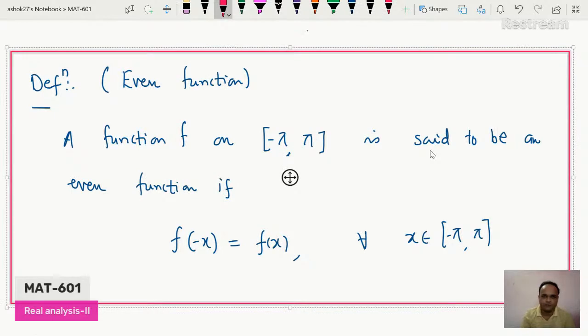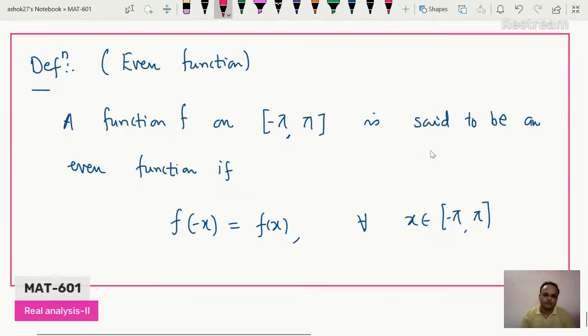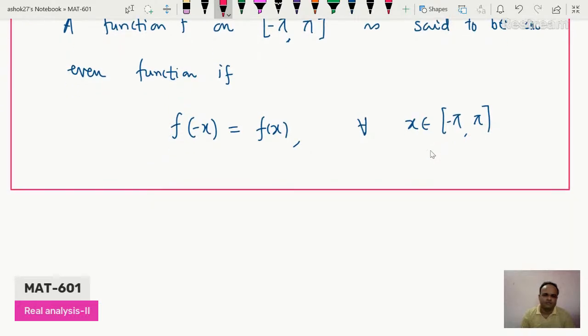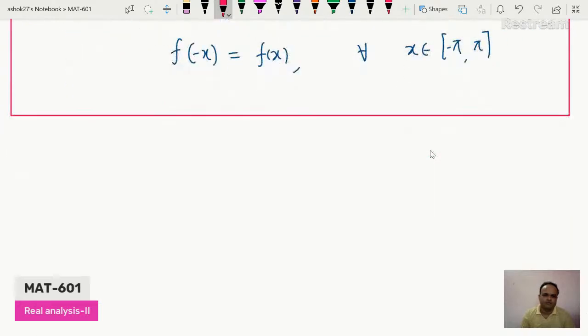Next, you can simply write some examples of an even function. For example, let us consider first f of x equal to, suppose, x. Is it an even function or an odd function? Here x belongs to minus pi to pi. So I'm taking this interval minus pi to pi, and the function is defined on this interval, which is a subinterval of the set of real numbers.